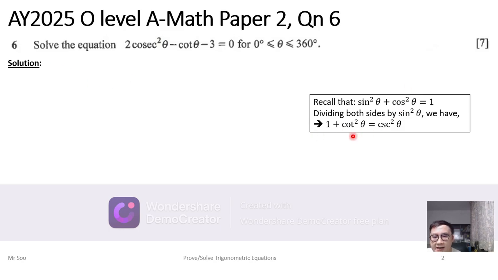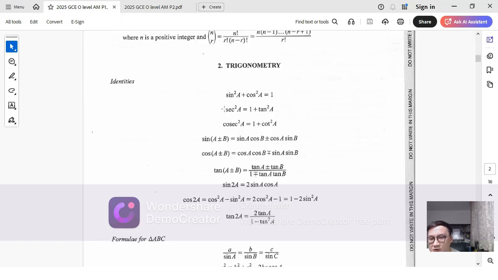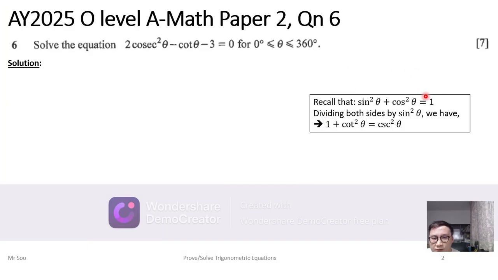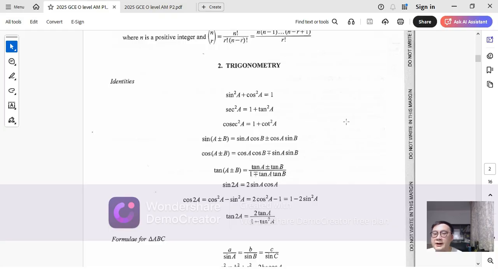Of course, the other Pythagorean identity, you divide both sides by cosine squared theta, you will get 1 plus tangent squared theta equals secant squared theta, which is the second one. That's why just now I said for Pythagorean identity, no need to remember all three. You remember the first one will do: sine squared theta plus cosine squared theta equals 1. Then you divide both sides by sine squared theta and cosine squared theta respectively, you get the other two Pythagorean identities.